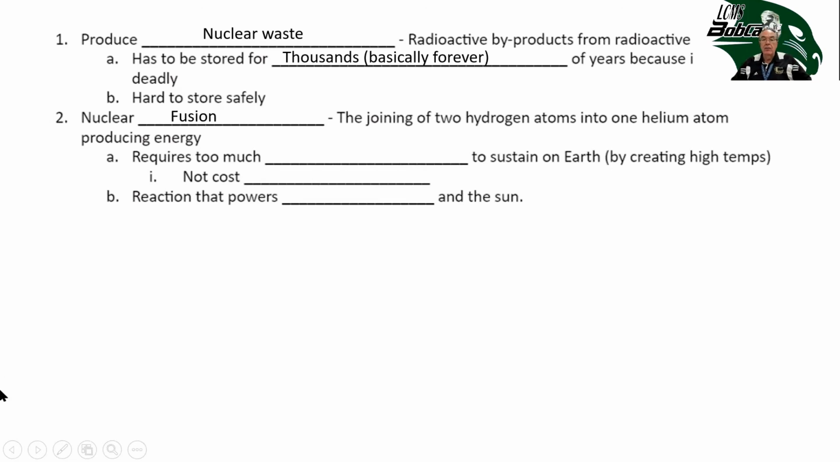Okay. Right now it gets too hot, and it also requires too much energy to sustain it in small reactions. So we're not able to control this on Earth. Okay, so it's not cost effective right now. This is also known as the reaction that fuels stars like our sun.